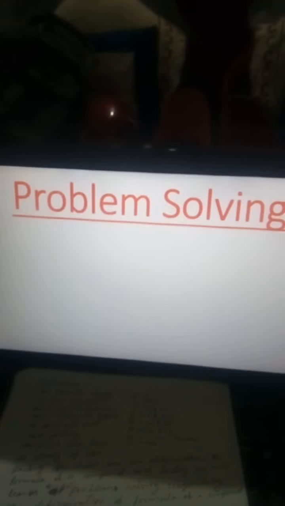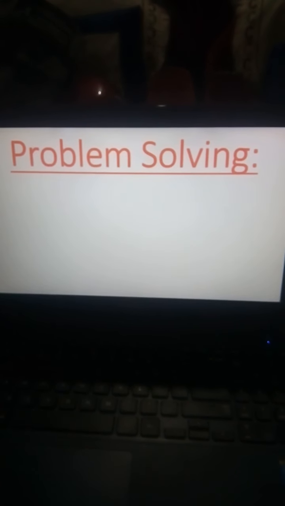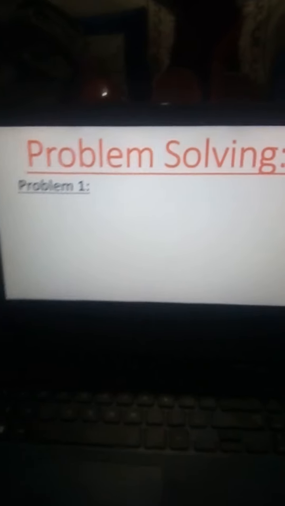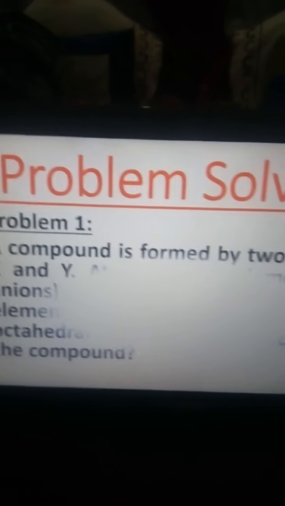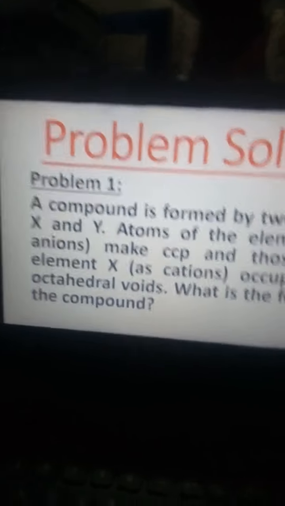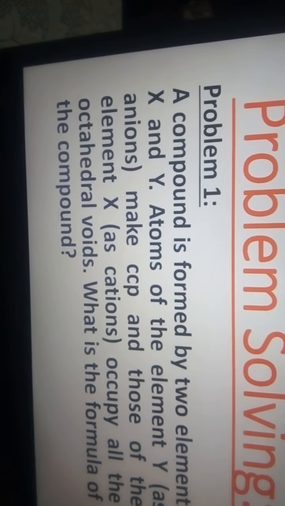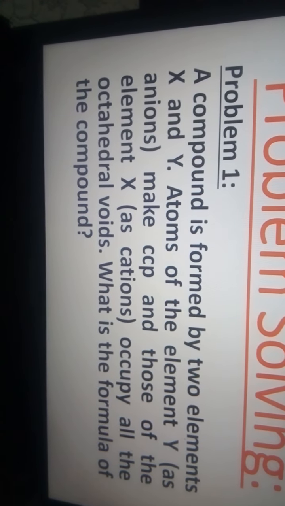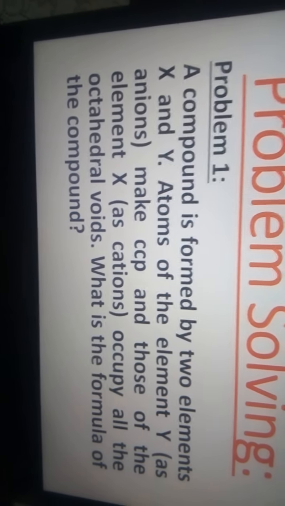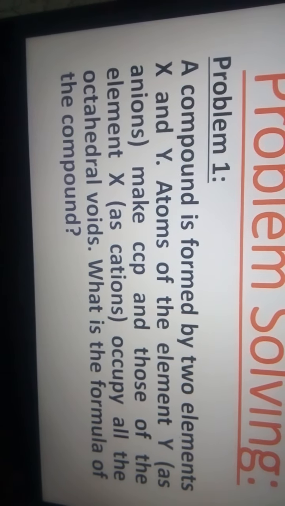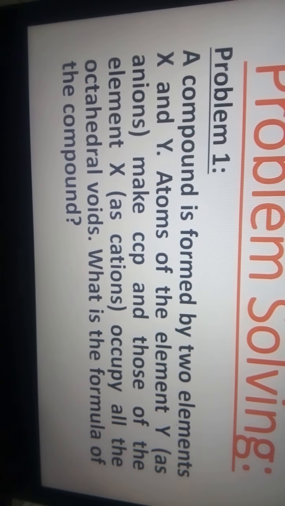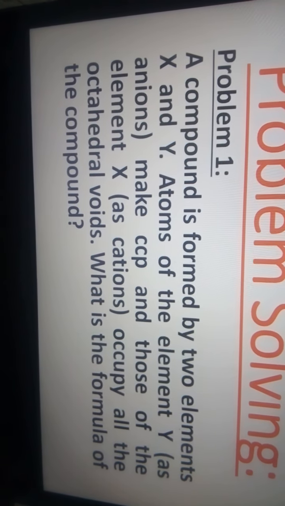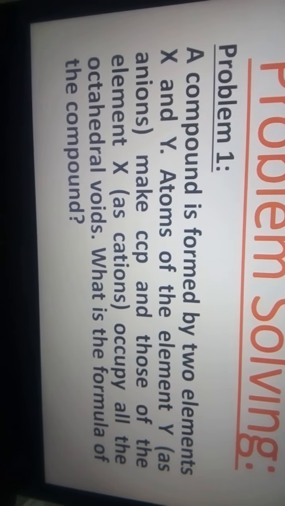Now let us take some problems. So you see the problem here. A compound is formed by two elements X and Y. Atoms of the element Y as anions make CCP, and those of the element X as cations occupy all the octahedral voids. What is the formula of the compound?